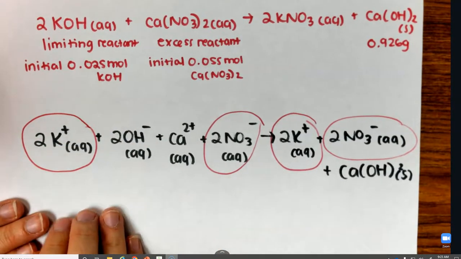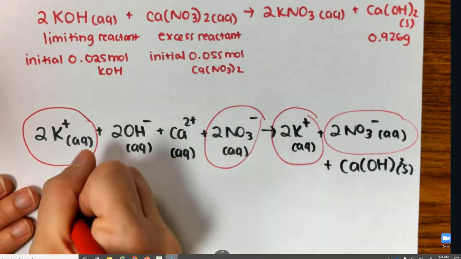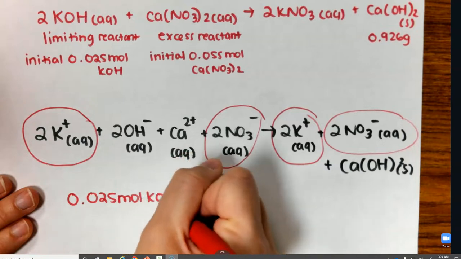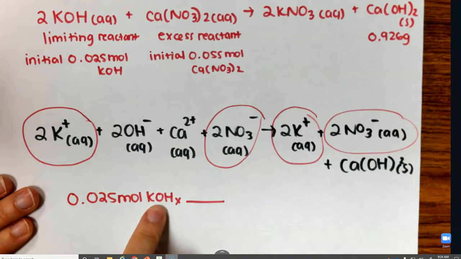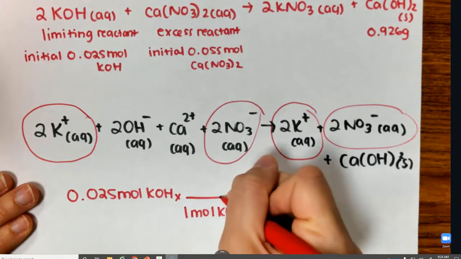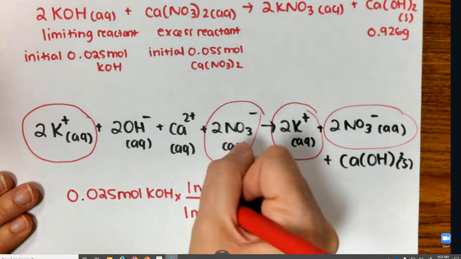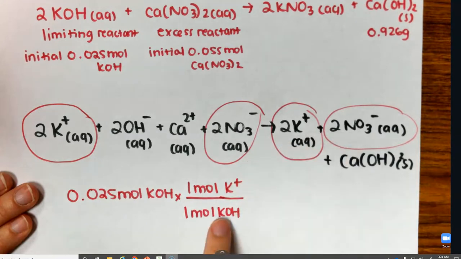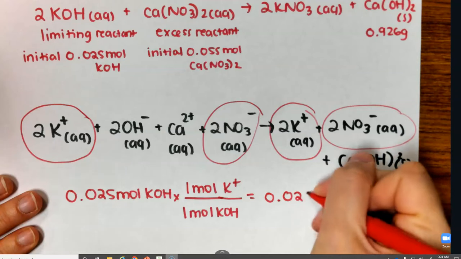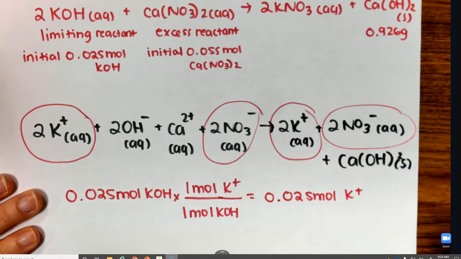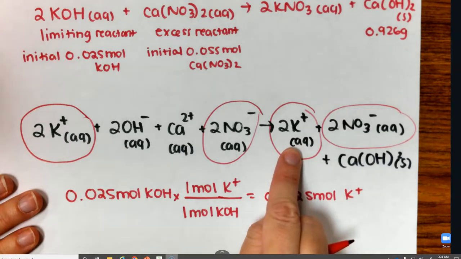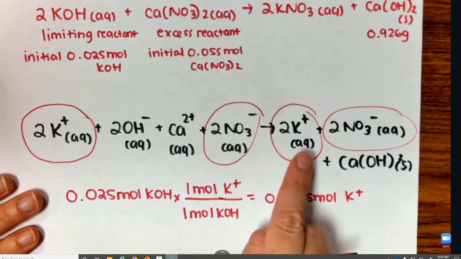How much did we start with? Let's go back to our initial amount. We initially had 0.025 moles of KOH. Let's look at that formula. Every 1 mole of KOH has how many moles of potassium? Just 1, because potassium does not have a subscript. So I actually started with 0.025 moles of potassium ions. And if I started with that many, that means I ended with that many. The coefficients in front don't matter.